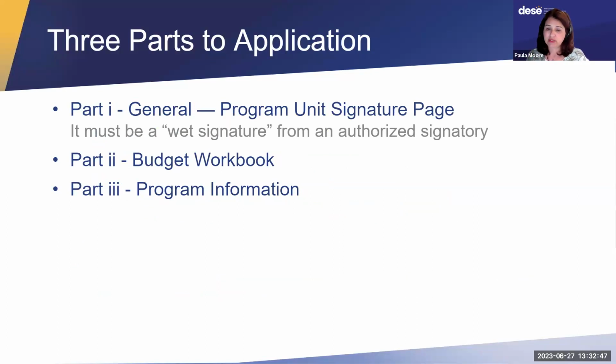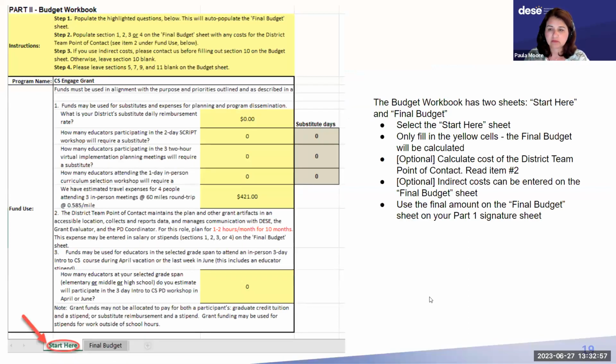Part 2 is a budget workbook, which I'll show you on the next slide. And part 3 is program information. So this is the budget workbook. It has 2 sheets to it. As you see at the bottom, you'll see those tabs at the bottom. Each of those is a sheet in this workbook.